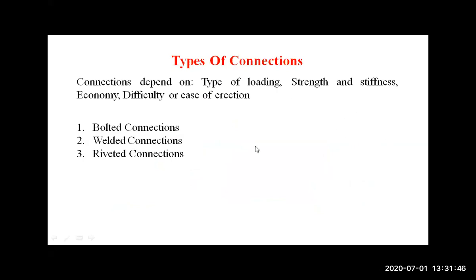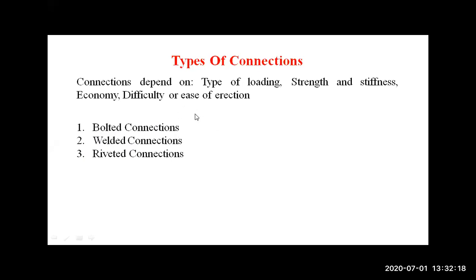Okay, now next part is the types of connection. We have seen bolt, weld and rivet for the connection purpose, but now the connections are the bolted connection, welded connection and riveted connection. Are you getting? So bolted, welded and riveted, and of these, number one bolted connection and number two welded connection, that we have to learn in detail in this unit.